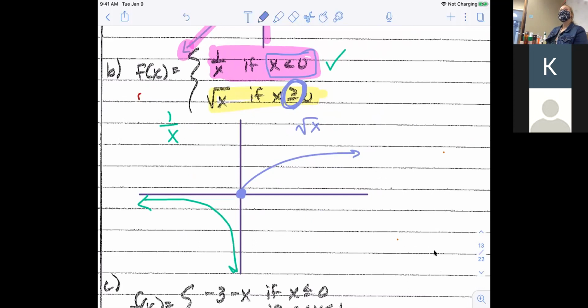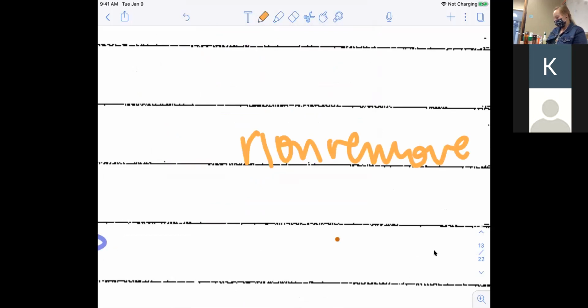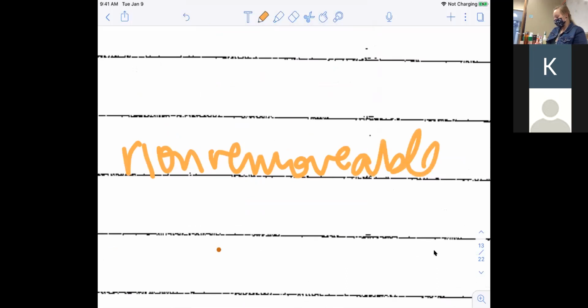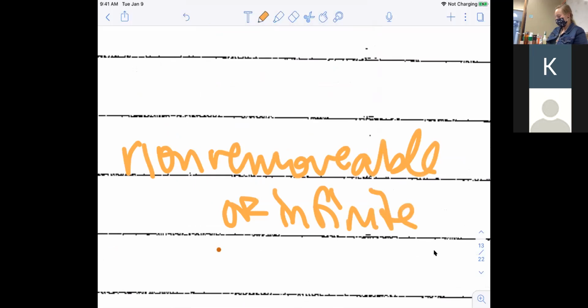Okay, now let's talk about what kind of discontinuity this is. Is this a removable one where I can just fix it with a point? No. Is it a jump? Yes. It kind of looks like a jump, but I've got one better. Infinite. What? Infinite or non-removable. Those are the same ones. I would call it infinite or non-removable, because it's like a reciprocal one or infinite discontinuity.